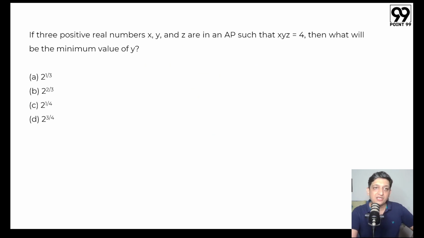Now try to look at this particular question. If 3 positive real numbers x, y and z are in an AP such that x into y into z equals 4, then what will be the minimum value of y? So in this case, we know that, let's say x is equal to y minus d, let's say.